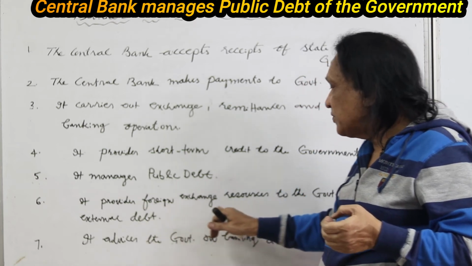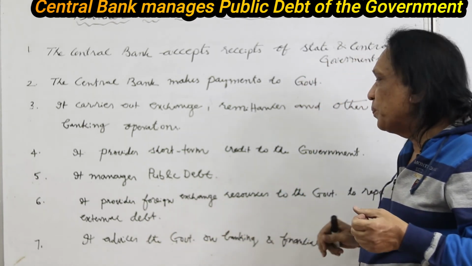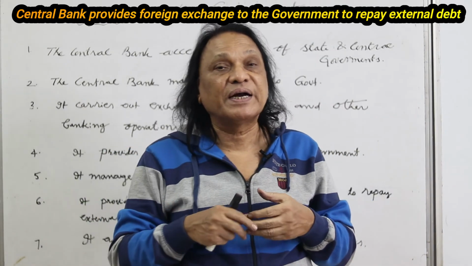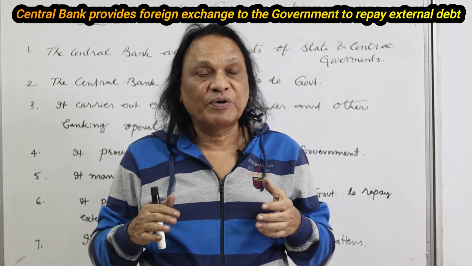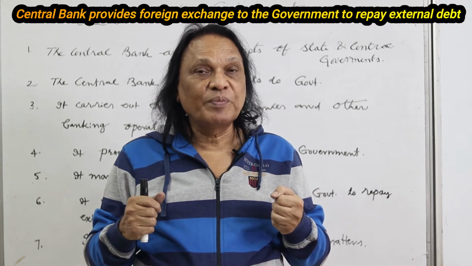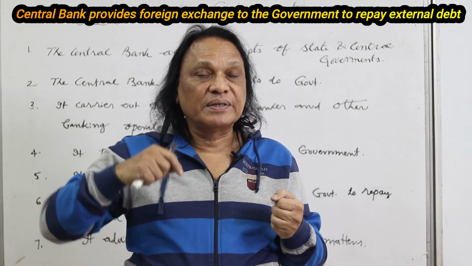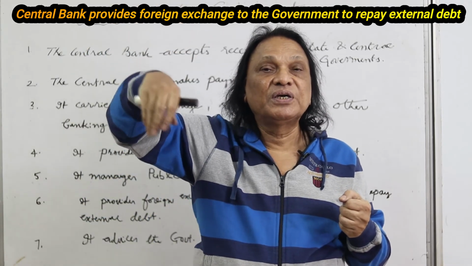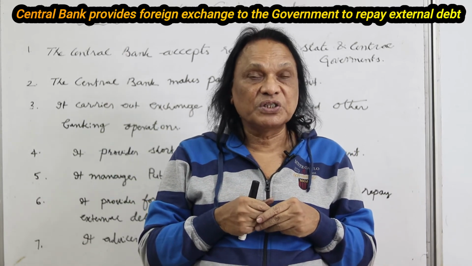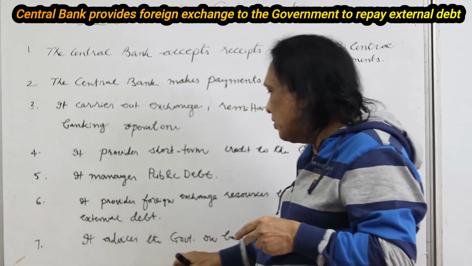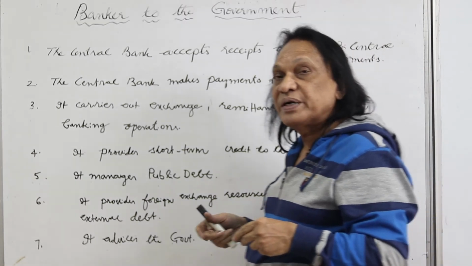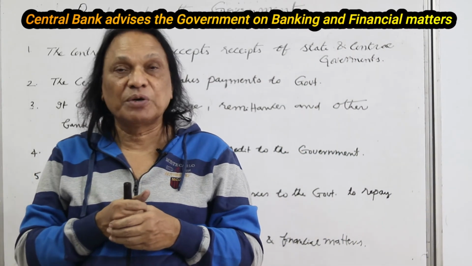Next one: it provides foreign exchange resources to the government to repay external debt. The government must have borrowed money from other countries, from the World Bank, from the International Monetary Fund. So who maintains all these accounts? The central bank, and the central bank issues foreign exchange to the government to repay the loans they borrowed from other countries. And the last point you have: it advises the government on banking and financial matters.